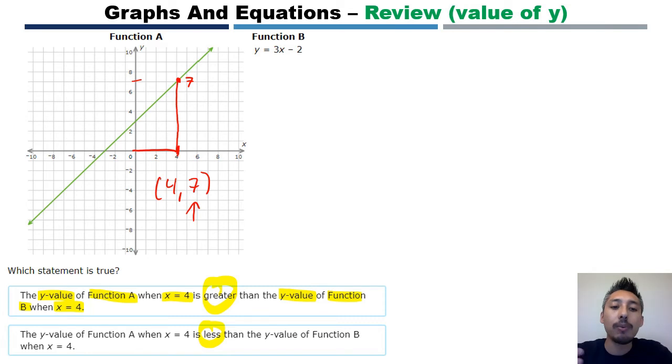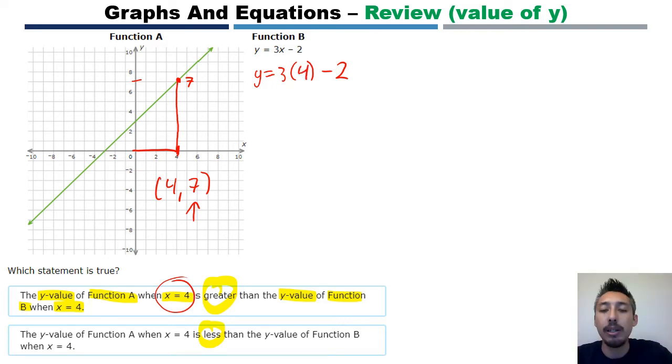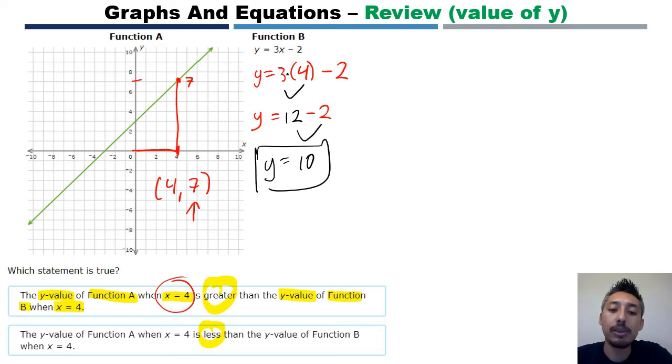For function b, we're doing it a slightly different way, but similar to the previous problem we did. We know what x is equal to, so let's go ahead and write this equation. Y is equal to 3, but instead of x, since we know that x is equal to 4, we're going to plug it into that equation. Now let's figure out what this is equal to by simplifying. Let's start off by multiplying 3 times 4. Well, that's 12. Everything else stays the same, minus 2. All of this is equal to y. And then 12 minus 2 gives us 10. So y is equal to 10.